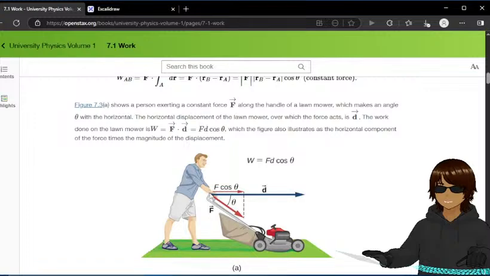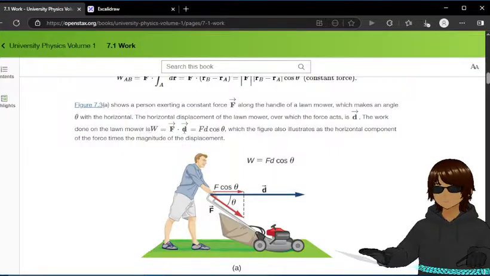So do we only consider the force from the person or do we consider the net force? So when we are talking about the work done on the lawnmower by the man, you only consider the force pushed by the man, right? And not any other.